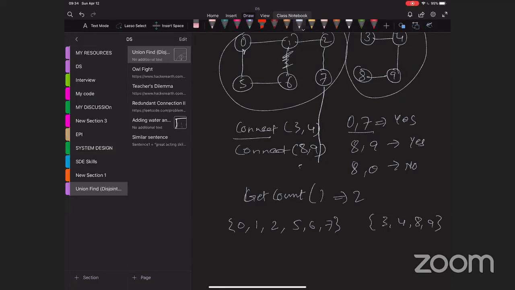So this data structure has multiple sets. They are not connected, and the whole thing is represented as one data structure.